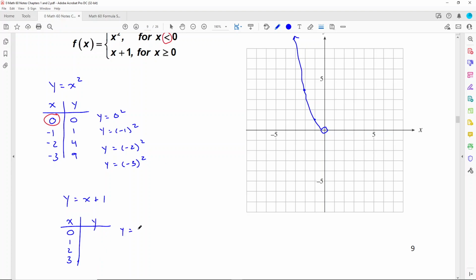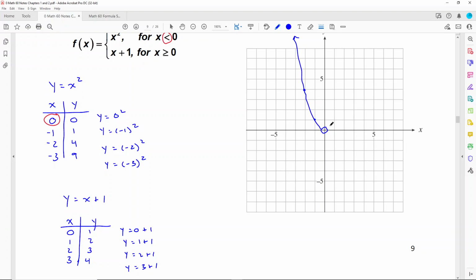So when I plug in x is 0, y is 0 plus 1, which is 1. When I plug in x is 1, 1 plus 1 is 2. When I plug in 2, 2 plus 1 is 3. I can see a pattern, I can stop doing this. 3 plus 1 is 4.